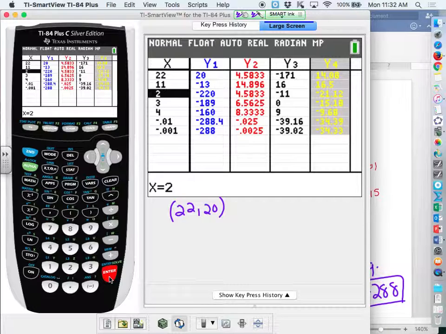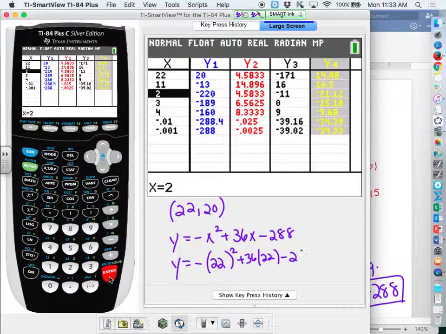So here's the bluebird's equation: y equals negative x squared plus 36x minus 288. You really could just plug the x in. Is negative 22 squared plus 36 times 22 minus 288 equal to this y coordinate of 20? Does it equal 20? If it does, then that's the one that works for it. If not, then you try another one. So that's how you would do it by hand, plugging that in individually to each one.